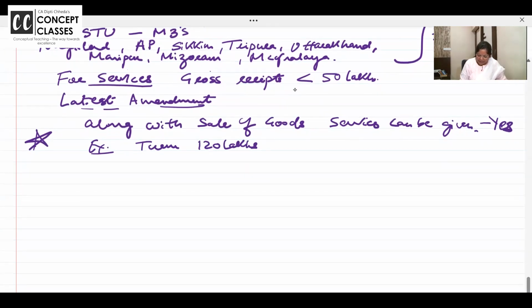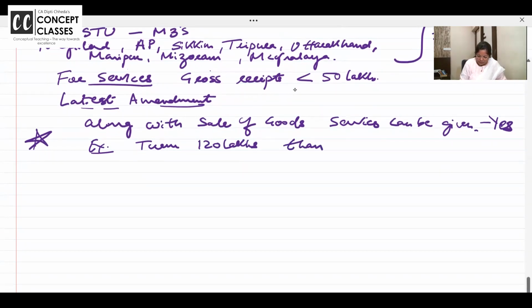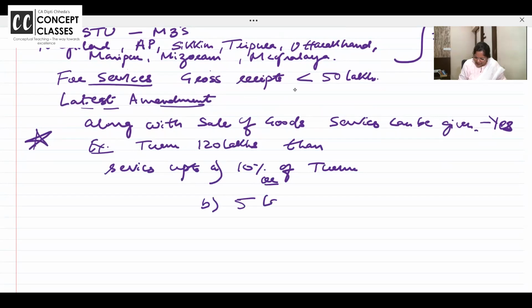Okay. Then services up to EBIT 10% of turnover or 5 lakh, whichever is higher is allowed.